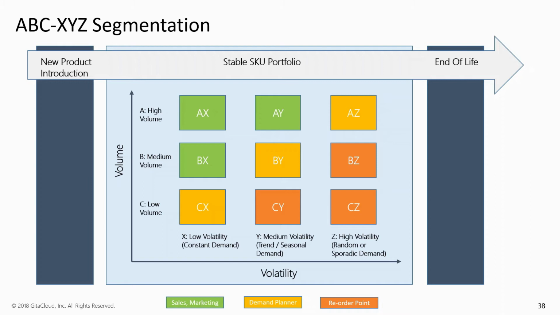Now your demand planner can focus on the B kind of segment, whereas we can leave the CZ combination for a reorder point type planning mechanism.